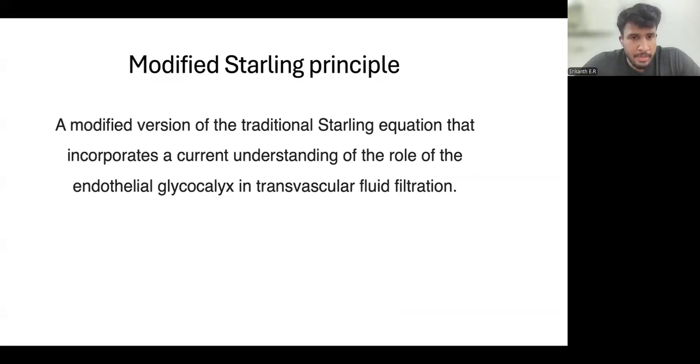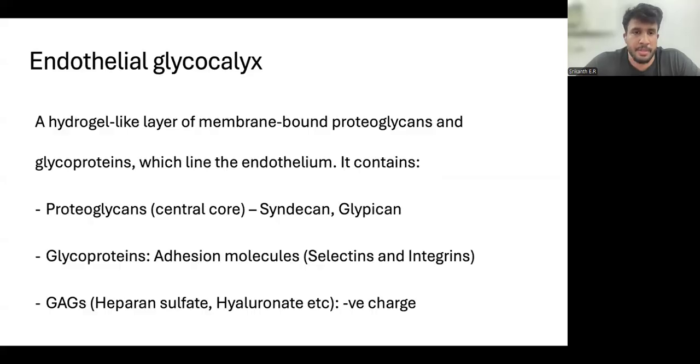The modification is very simple. It just adds one layer, which is the understanding of the role of the endothelial glycocalyx in transvascular fluid filtration. So we'll see how that changes our understanding of the whole fluid shifts. So what is the endothelial glycocalyx? It is basically a hydrogel layer of membrane-bound proteoglycans and glycoproteins which line the endothelium.